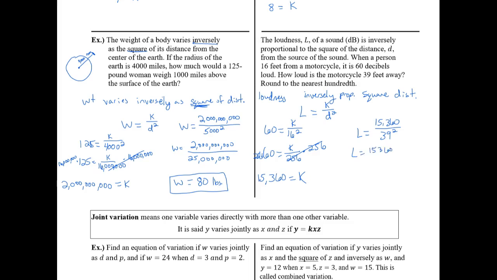And 39 squared is 1,521. We divide, get approximately 10.0986, and so on. And it says to round to the nearest hundredth. So the hundredths place is the 9. We look to the right. That 8 says to round that 9 up. So when we round that 9 up, it carries the 1 back over to the tenths place. So 10.1 decibels. And there you go.